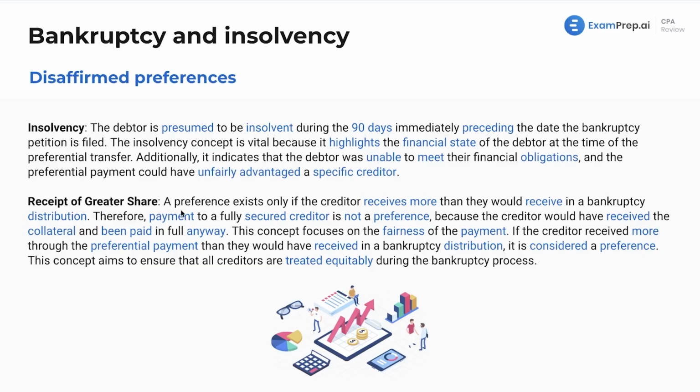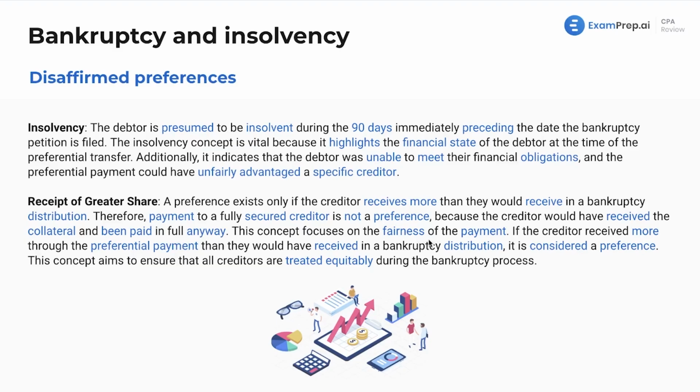Receipt of greater share. Now, a preference exists only if the creditor receives more than they would receive in a bankruptcy distribution. Therefore, payment to a fully secured creditor is not a preference because the creditor would have received the collateral and been paid in full anyway. Now, this is, again, dealing with the fairness of the payment.